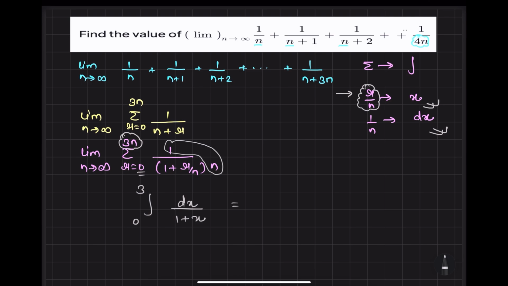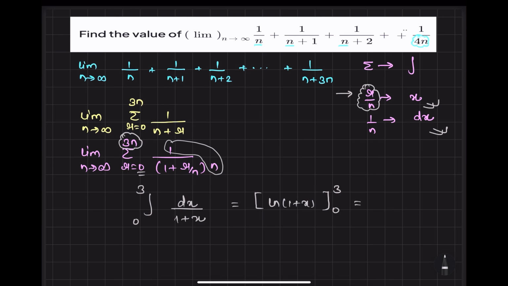Now, do you remember the integration of 1 by x is log x? So you have to take this thing as z and then you will have integration as log z. So can I write ln of 1 plus x plus c, but it's a definite integration, so no need to write that part. It's 0 to 3.